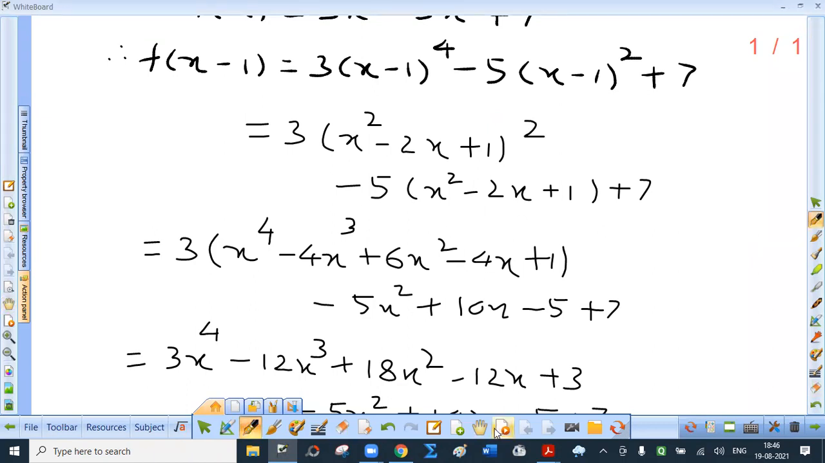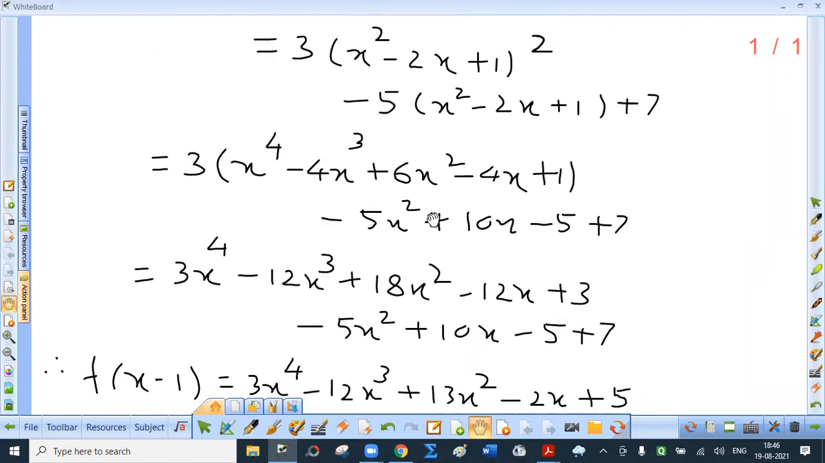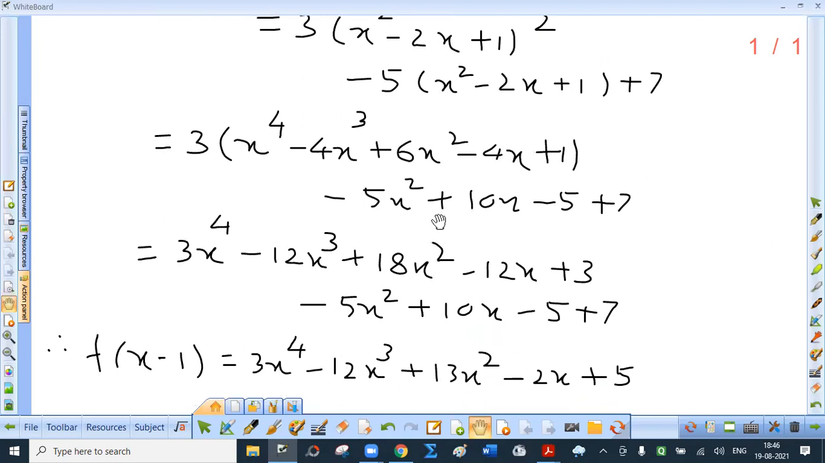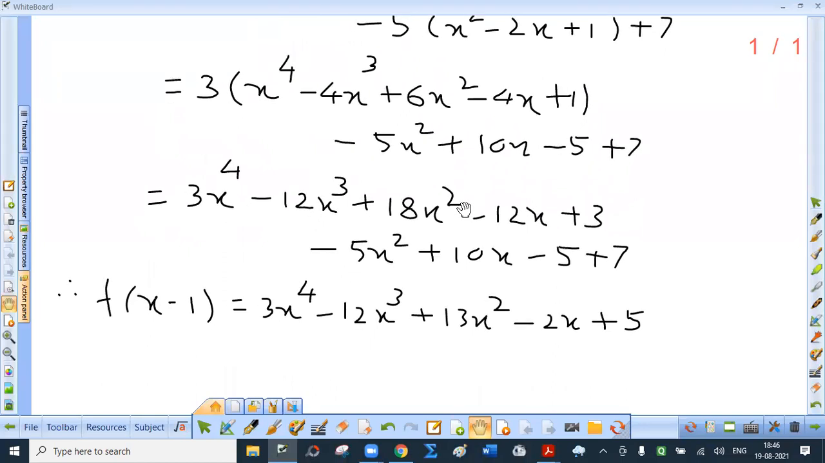Simplify. You should get the final answer as what? Just check this: 3x raised to 4 minus 12x cube plus 13x square minus 2x plus 5. I'll wait. Take your own time. Those who have finished 8 should try sum number 10. 9th for homework.